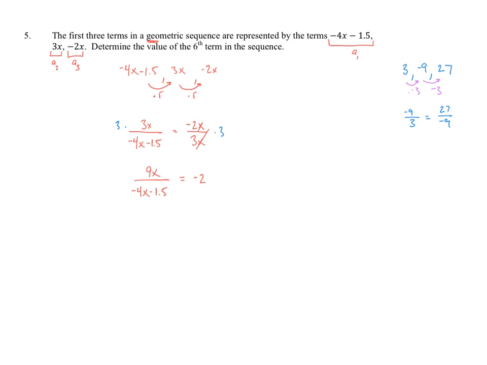And then I'm probably going to multiply by the denominator here to get that denominator to cancel. Got to do it on this side too, though.